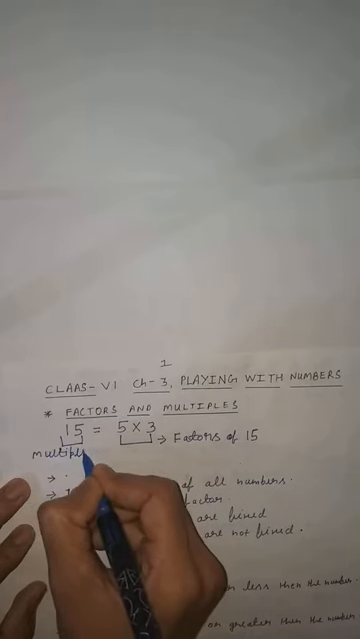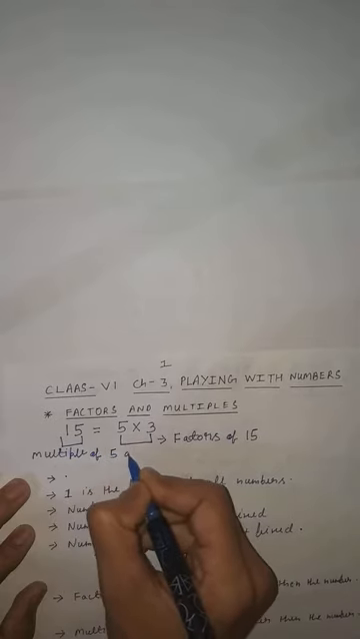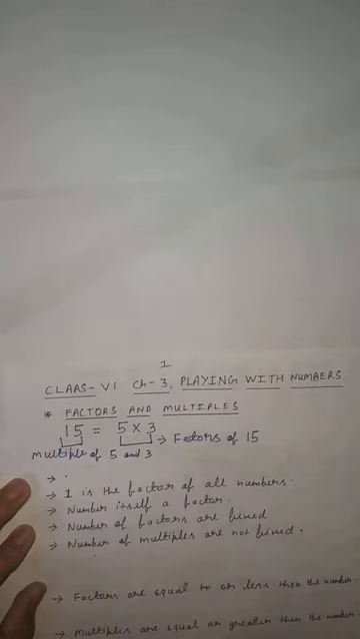And 15 is the multiple of 5 and 3. Clear, students? Means 15 is the multiple of 5 and 3 because it is divisible by 5 and 3, and 5 and 3 are the factors of 15.